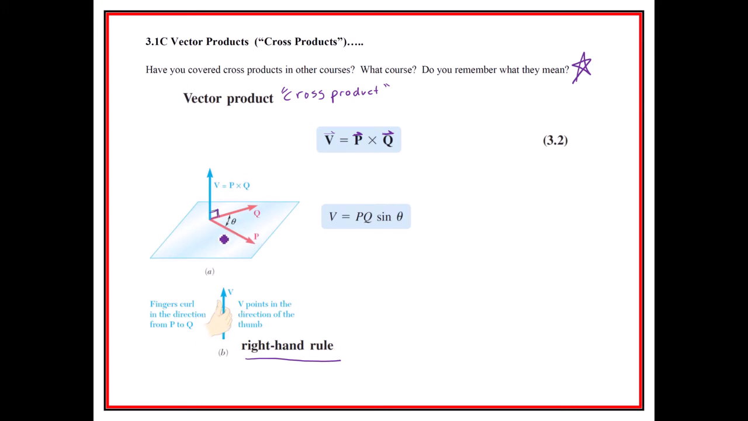And here I'll even start, right? So we're crossing P onto Q. So we take our fingers and we roll them along that P towards the Q, and our thumb points upwards, and that determines the direction of the new vector. And if we want to get the magnitude of it, we take the magnitude of P, the magnitude of Q, and any angle that we might have behind it.